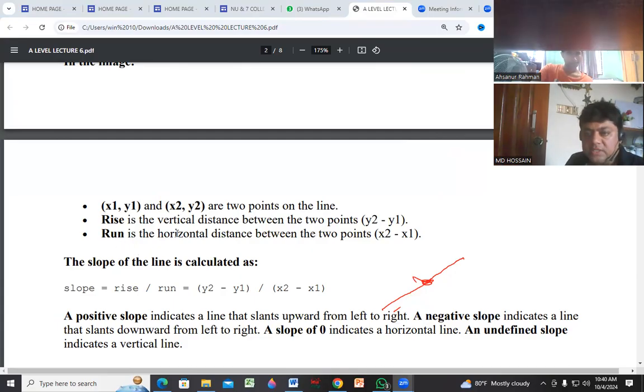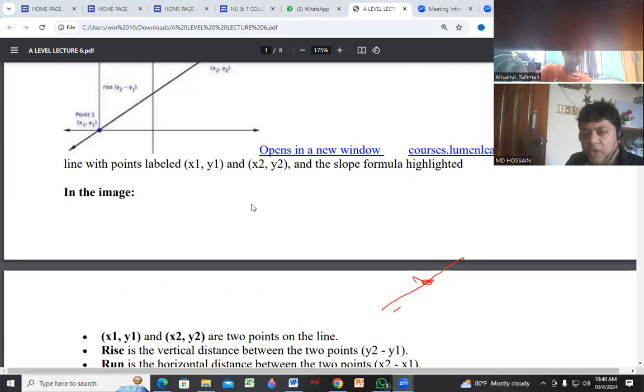Rise is the vertical distance between the two points. Rise means the vertical distance between two points: y2 minus y1, that means this one and this one. This is a coordinate. Coordinate means there is a value of x coordinate and y coordinate. Any point on the curve or on any straight line has two coordinates.